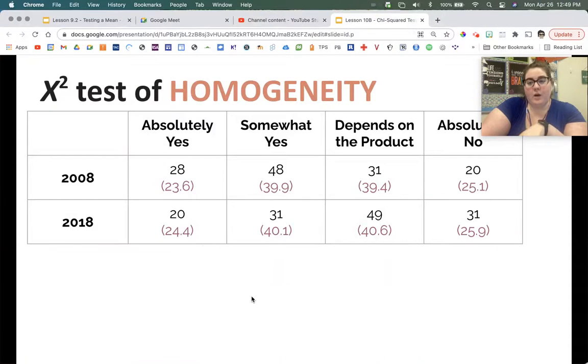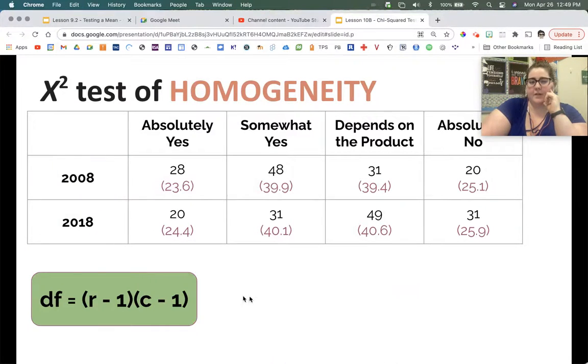The other thing that we would need to know, especially if we were going to do this test by hand and use the chi-squared table and all of that, is what degrees of freedom is. With a goodness of fit test, it was categories minus 1, but with this type of test, we have two different groups of categories. We have categories for opinion, and categories for year. So the way that we find our degrees of freedom is the number of rows minus 1, so 2 minus 1 is 1, times the number of columns minus 1. There are 4 columns, 4 minus 1 is 3. So 1 times 3 is 3.